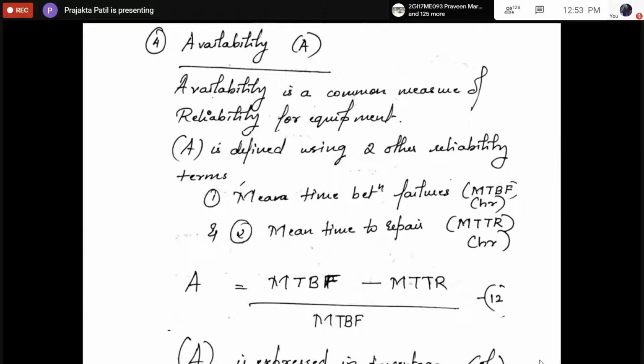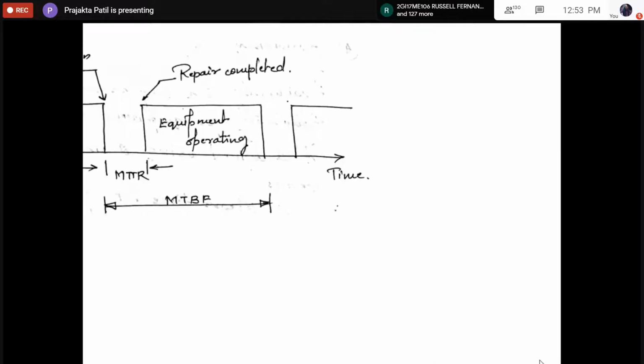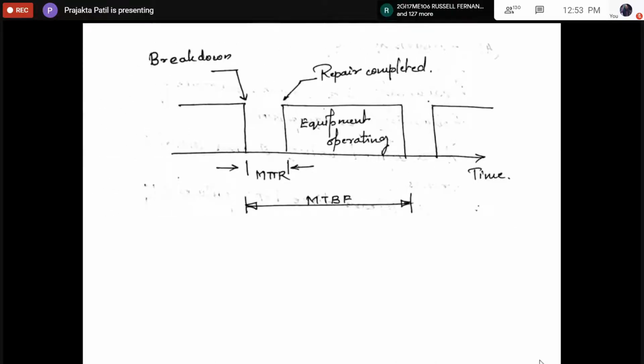So we have utilization and availability both expressed in percentage, because we need to know out of the available resources or out of the available time, how much of it is actually utilized in some productive work. Therefore, it can be expressed in percentage. So here is a diagram that you can see.